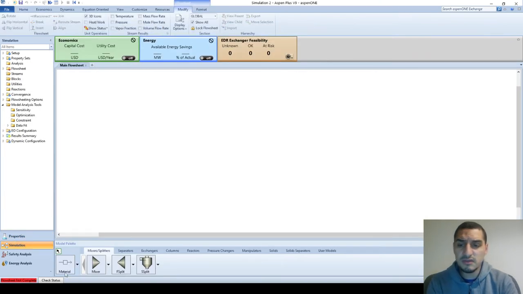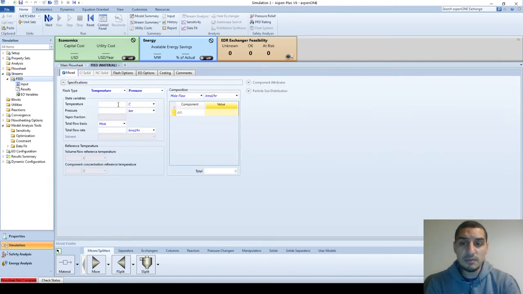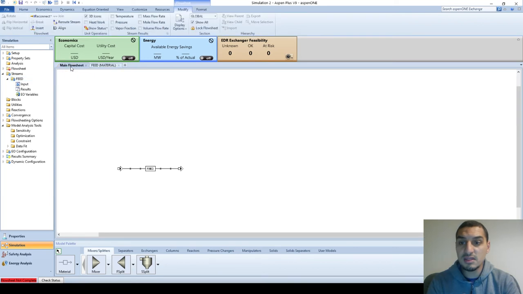So I'm gonna define the feed stream, which is, as we said, I'm gonna call it feed, and as we said, it's just pure air. I'm gonna start at ambient conditions at 25 Celsius and 1 atmosphere. I'm gonna make it like 1000 kilomoles per hour, and the mole fraction is 100%. So this is done now. We know all the information about the feed stream.